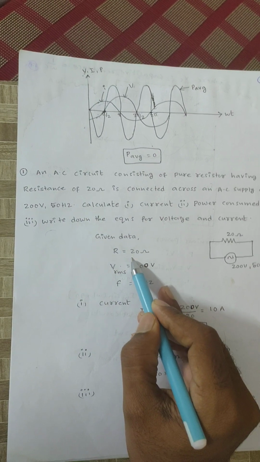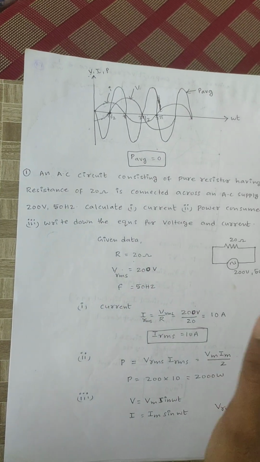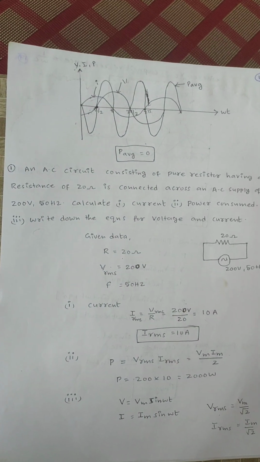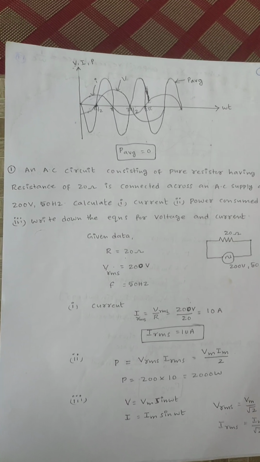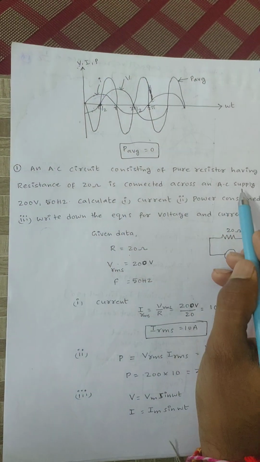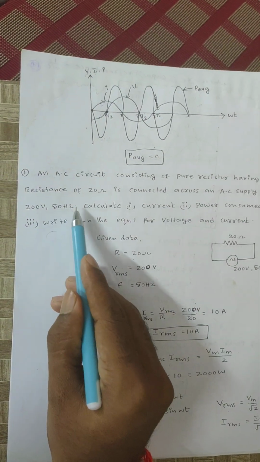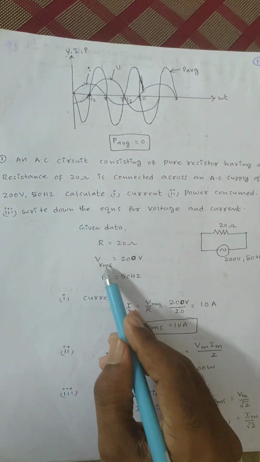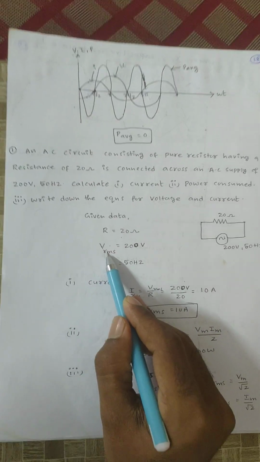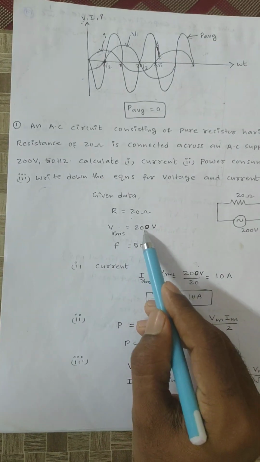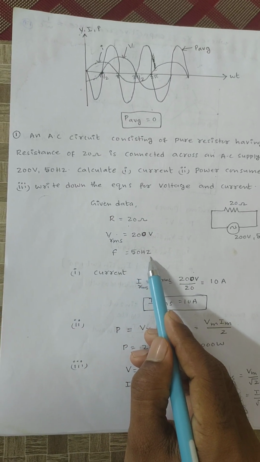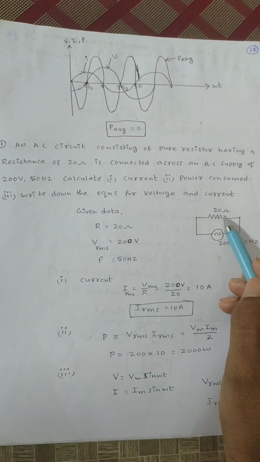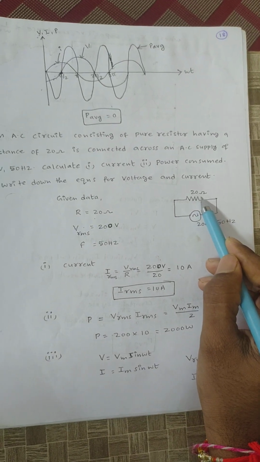What is given? Resistance value is given. Unless otherwise specifically mentioned, the mentioned voltages and currents are RMS values only. That means here the AC supply voltage of 200 volts, 50 Hz is given, which is nothing but the RMS value of voltage. VRMS equals 200 volts, frequency f equals 50 Hz. Based upon this given data I can draw the circuit diagram like this.